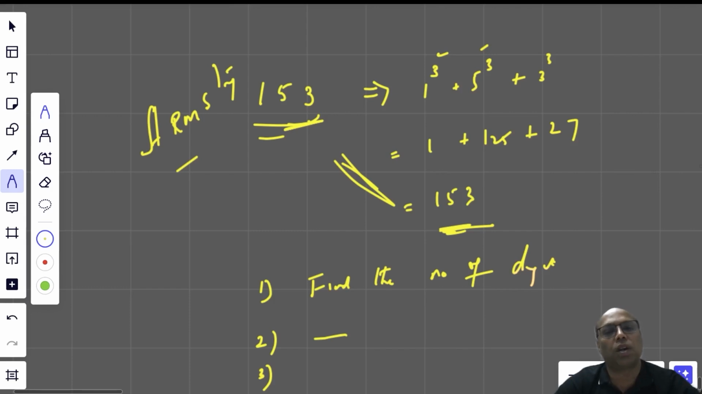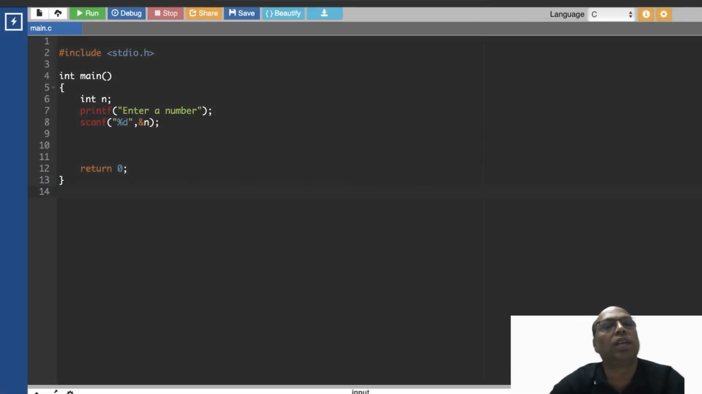First, what should I do? I need to find the number of digits. Then I need to take out one digit, raise to that power and find the summation of it. And the next step is to compare the number with the sum. Okay, this is what I need to do. Now, we take the number. Next step, I need to find the number of digits.